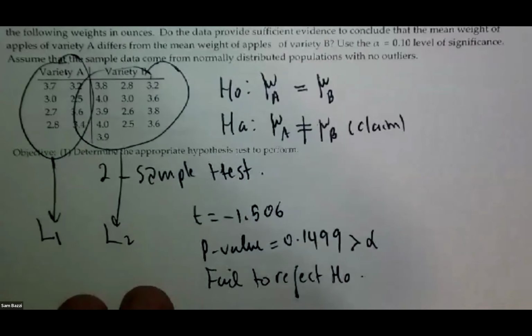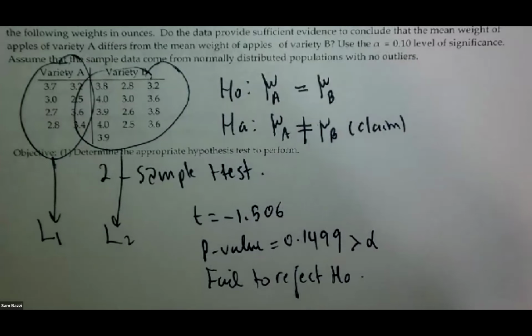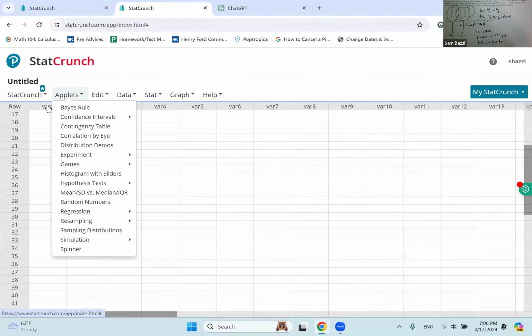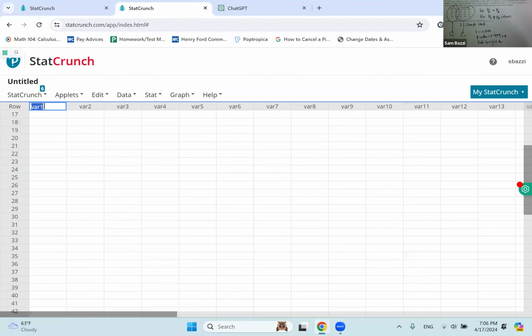And if you are to use StatCrunch, guys, I'm just going to tell you how to do it. Share a screen. Close this one. You have to put variety A right here, and you have to put variety B right there, put the data. For example, let's say I put some numbers here and some numbers there. Just anything, so you see how to do it.